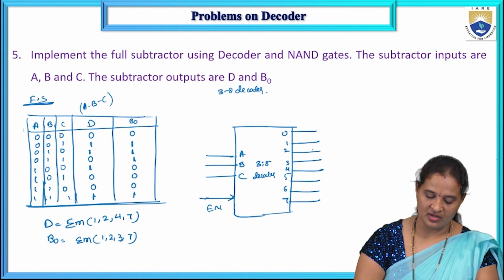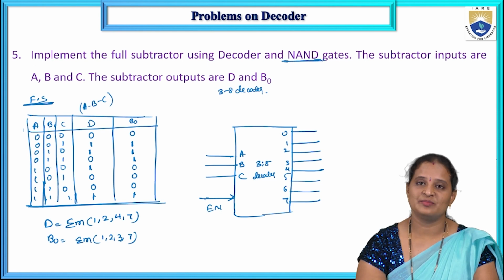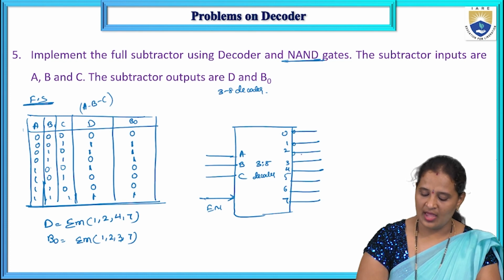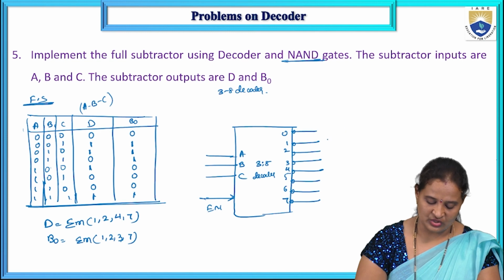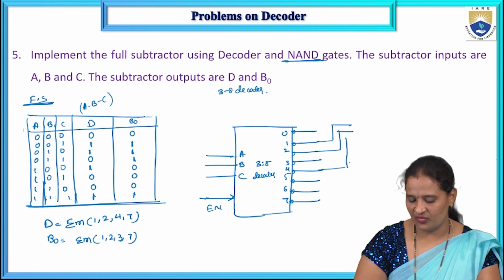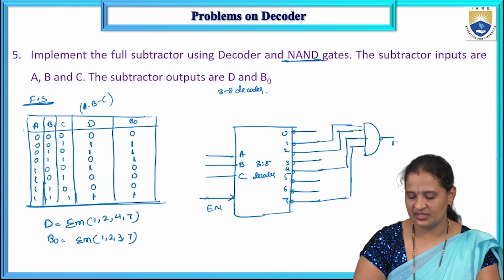Now I want to implement borrow. So as he said that use NAND gates. NAND gates means whenever we use NAND gates at the outputs, we have to consider the outputs are all active low. So we are considering the outputs as active low. Now I am implementing D, that is difference function. So for 1, 2, 4, 7. So 1 and 2. Next is 4. Next one is 7. 1, 2, 4, 7. So this is D output.